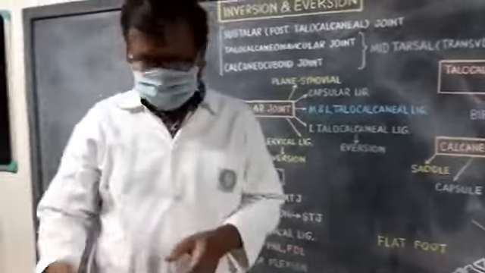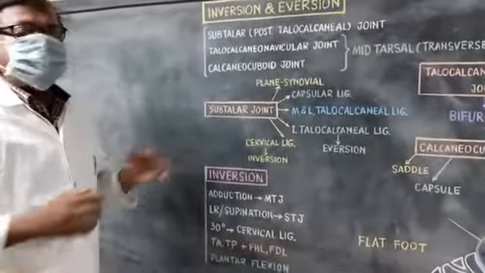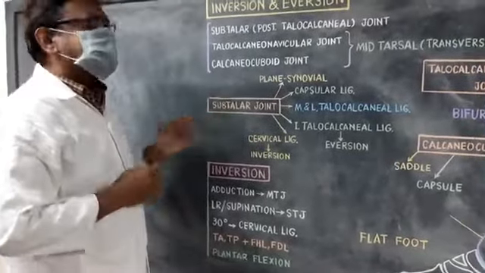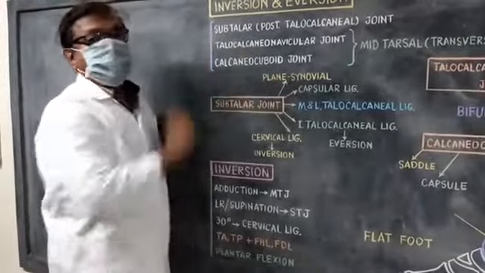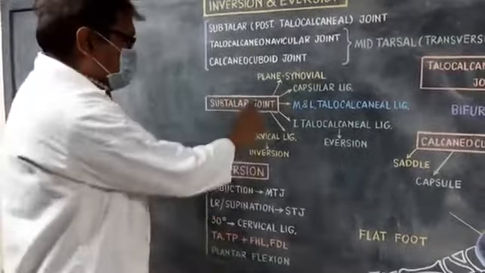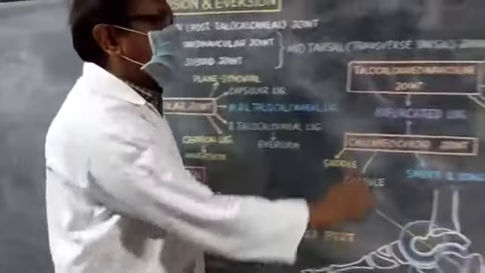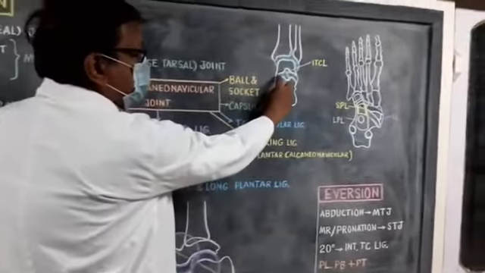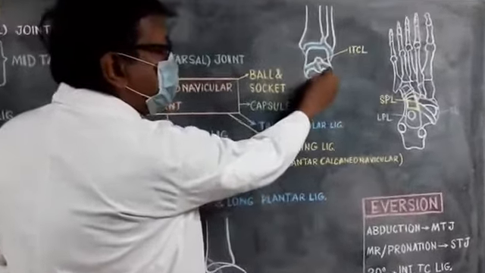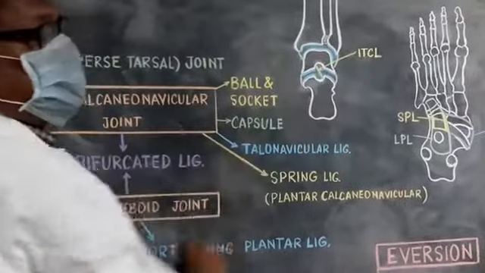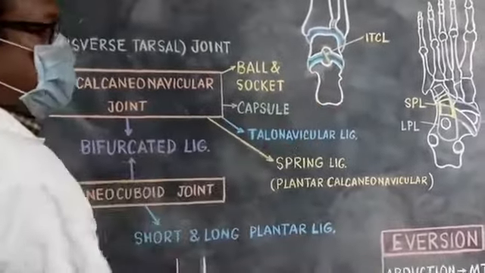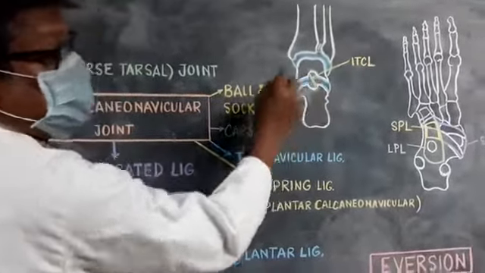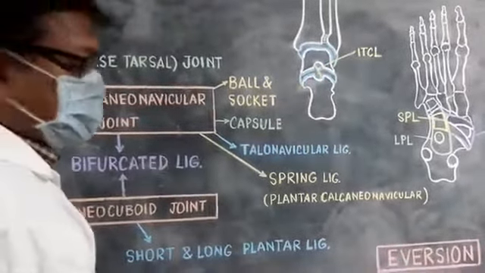Now come to individual joints. Subtalar joint. It is a plain type of synovial joint. This joint is formed between concave articular area of the lower surface of the talus and convex articular surface of the middle third of the upper surface of the calcaneus bone.